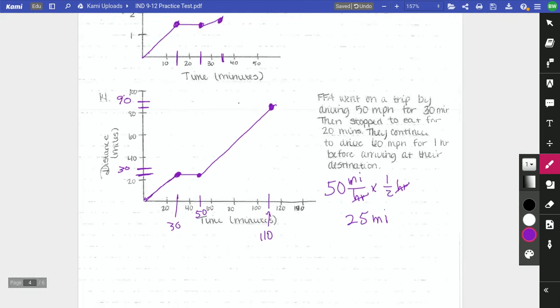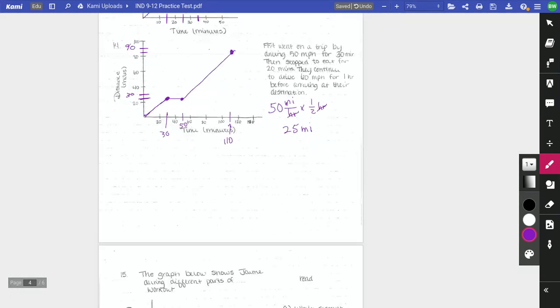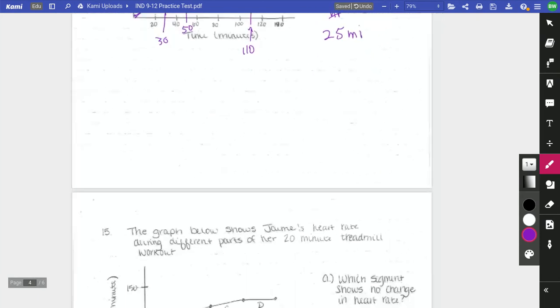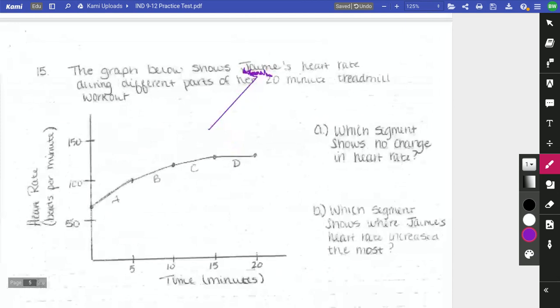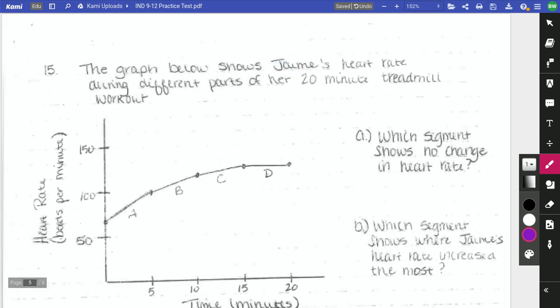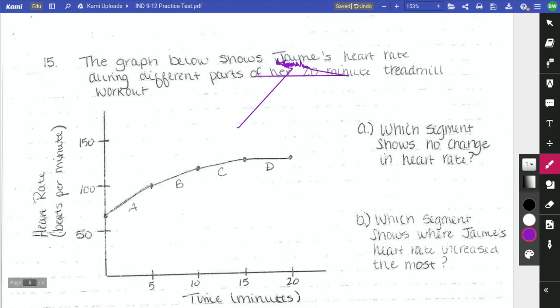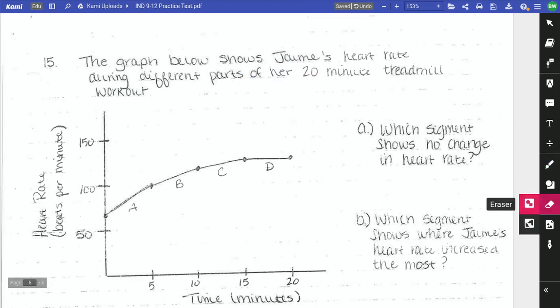Okay. I think we just have a couple more. So these last two are like the indicator 9. We're given a graph and we're asked to analyze it, say some things about it. So here we go. The graph below shows Jamie's heart rate during different parts of her 20-minute treadmill workout. So there it is. So we answer the questions.